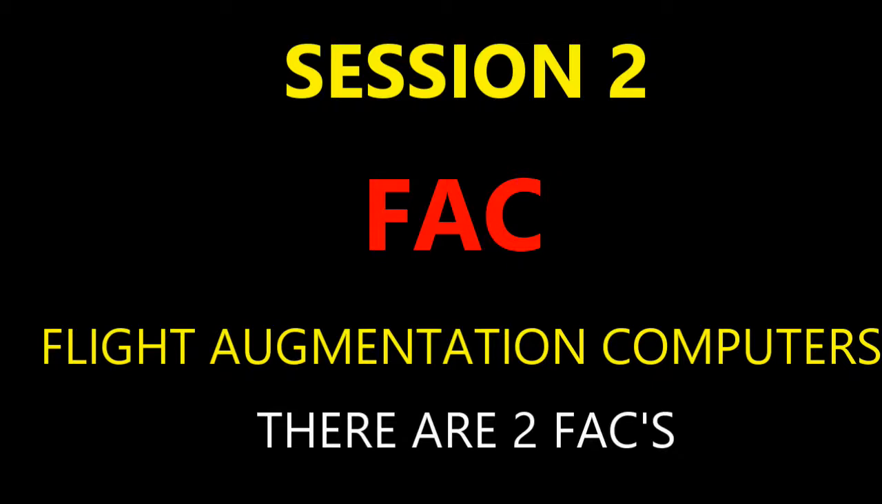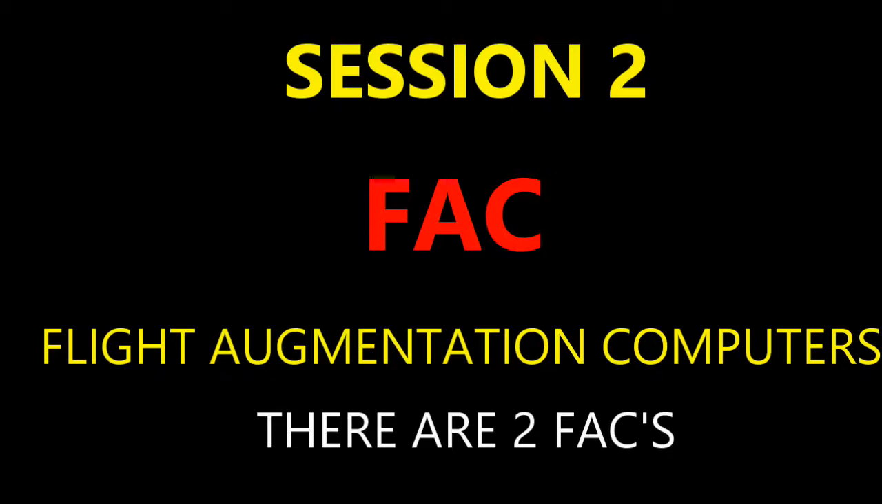It's going to get data from there as well, and also from your SFCC, the flap control computers. There are two of them, SFCC1 and SFCC2. Those are going to come into play later when we talk about conditions and what happens if, if this, then that. This kind of information is going to be displayed on the primary flight displays.